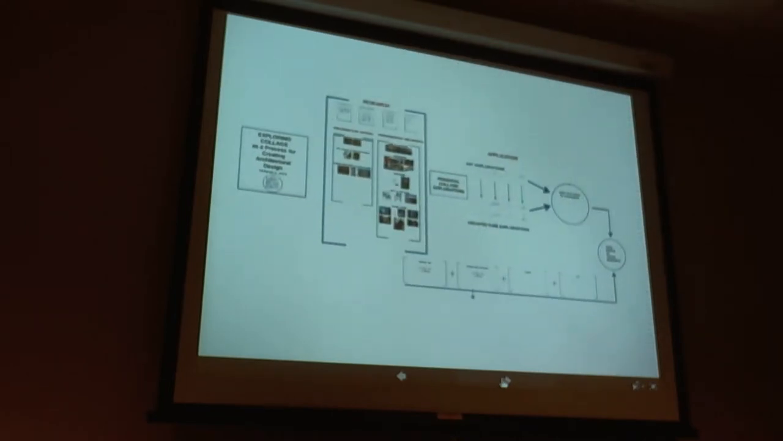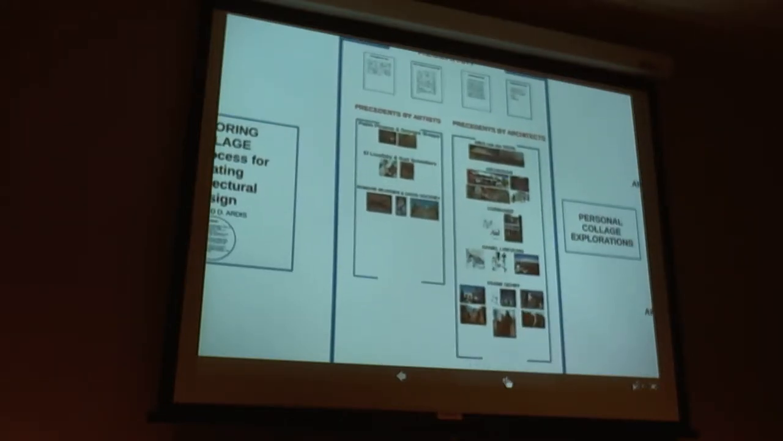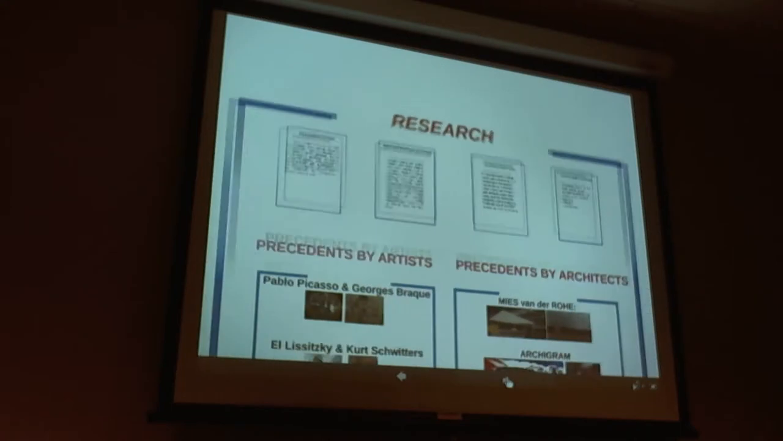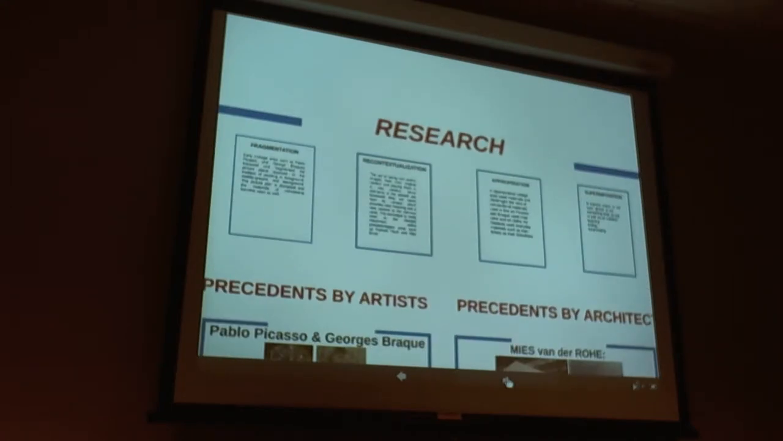And again, here's my thesis diagram. We're about to go into the research area. All right. So far in studying collage, I've come across four principles, which are fragmentation, recontextualization, appropriation, and superimposition.